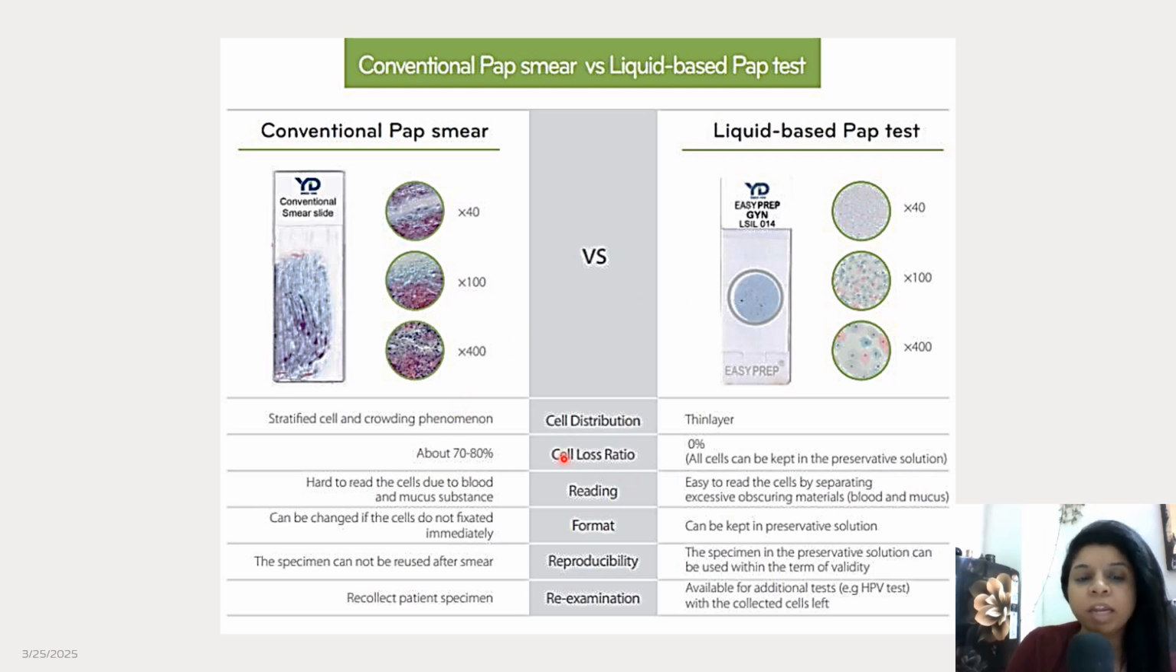And while reading also, it is sometimes hard in the conventional smear. Why? Because if you have seen conventional smears, you know there can be obscuration by blood, mucous substances and inflammation, because of the overcrowding, etc. And because of the procedural advantage in liquid-based cytology, the obscuring factors like blood, mucus, lubricant, etc. are not at all present or present in very, very small amounts.